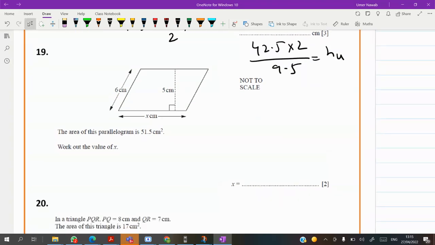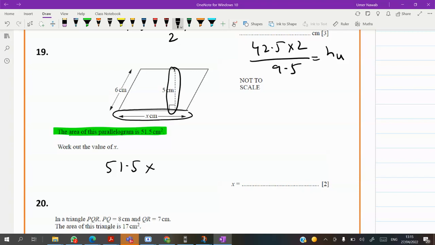We have to find the area of a parallelogram. No, the parallelogram area is given, so 51.5. You remember the area of a parallelogram is base times height only, not half times base. So the area of a parallelogram is base times height. Send the 5 to the other side. So 51.5 divided by 5 is equal to x. Then you get the answer here.